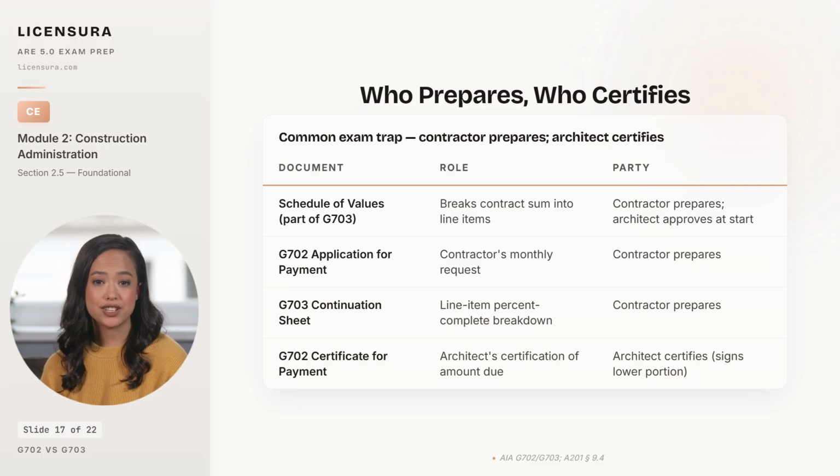The exam favorite is who prepares G702 versus who issues the certificate for payment. The contractor prepares, the architect certifies. If an answer choice puts the architect in the prepare column or the contractor in the certify column, that answer is wrong by definition. Pulling the cycle and the document roles together leaves one rule that holds the certification's defense.